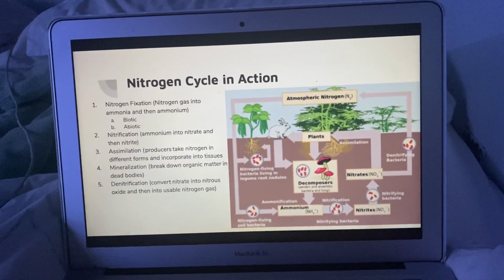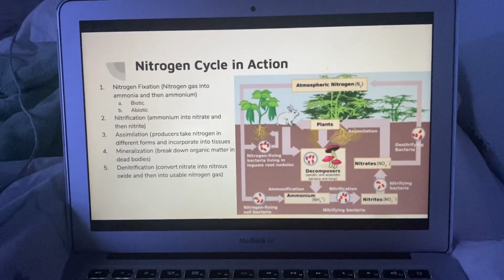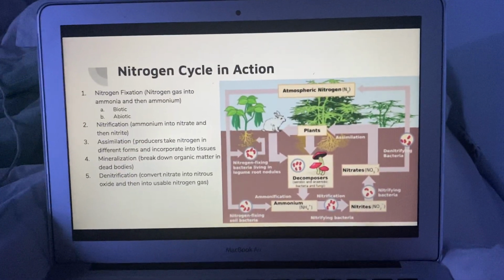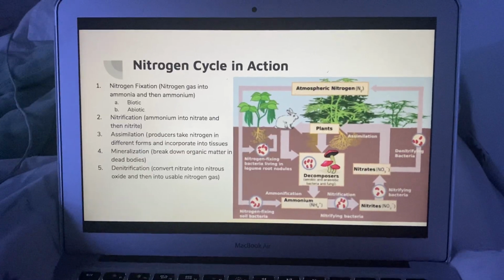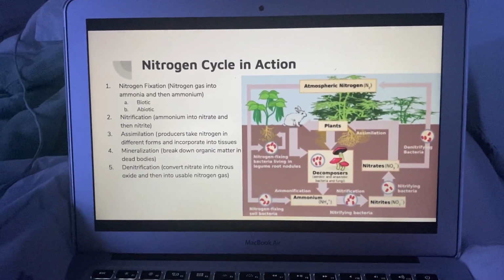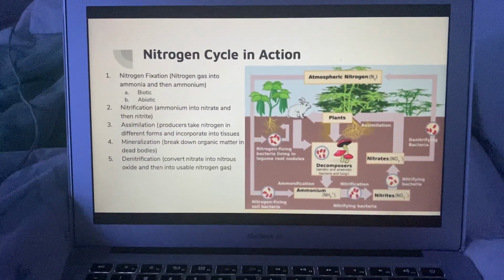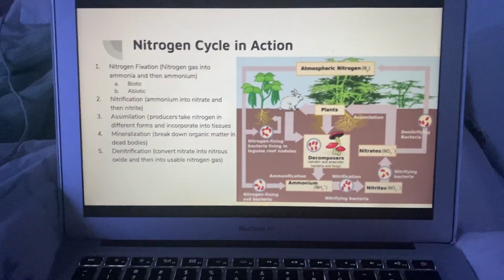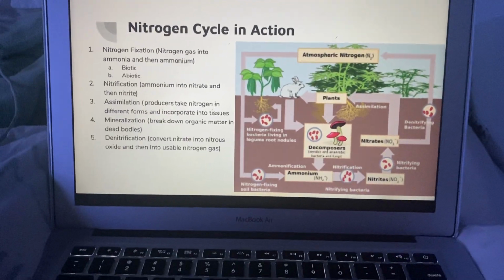Fifthly, eventually animals die, including that cute bunny that we were referring to. After the organism dies, the fungal and bacterial decomposers will break down the organic matter found in the corpse, and they'll break it down into inorganic compounds such as ammonium, nitrate, or nitrite.